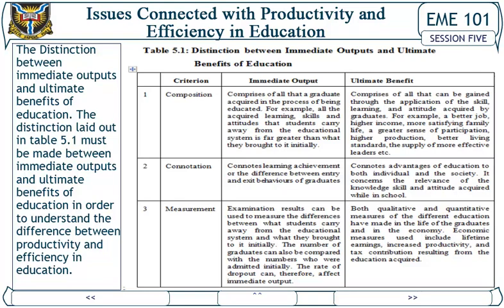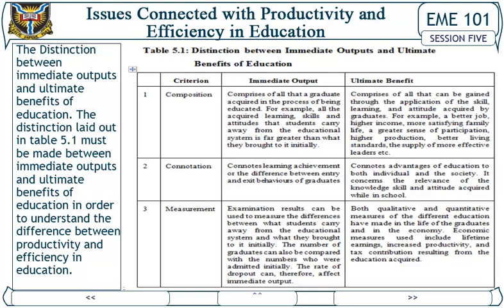Criterion 2. Connotation. Immediate output connotes learning achievement, or the difference between entry and exit behaviors of graduates. Ultimate benefit connotes advantages of education to both the individual and the society. It concerns the relevance of the knowledge, skill, and attitude acquired while in school.